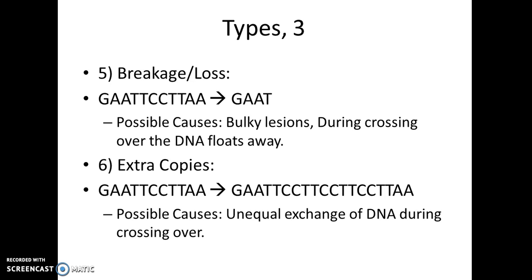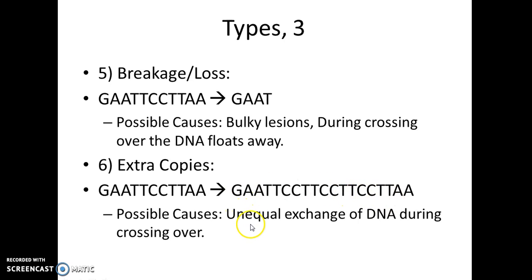Fifth, breakage or loss. We just basically cut off the DNA, and that can be caused by a bulky lesion, right? So it stops DNA polymerase from going down the DNA. You don't have DNA synthesized. It can also be caused during crossing over when the piece of DNA just floats away, which would be a drag. Extra copies, when we have extra copies of DNA, and we have that with the CCTT.